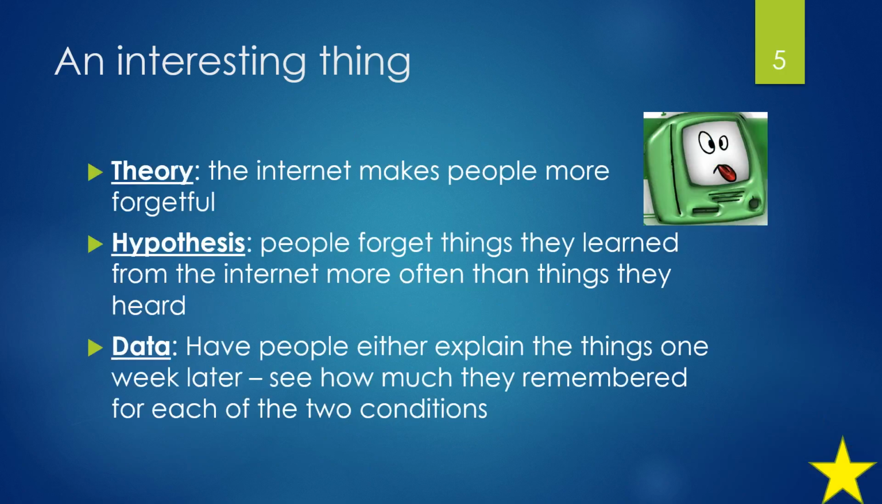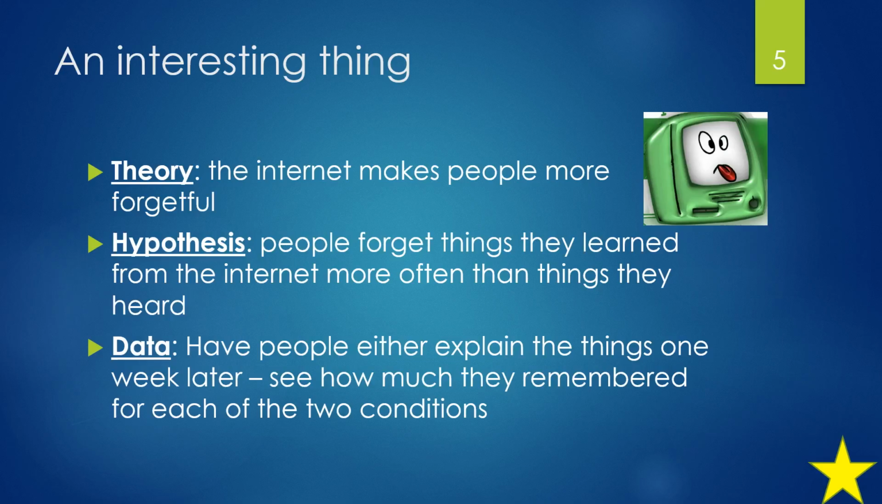Here are mine. First, the theory that the internet makes people more forgetful. A hypothesis to check that theory. People will forget things that they learned from the internet more often than they forget things that they heard. What data can we use to check that? Well, you can have people explain things they remembered from the internet versus things that they were told a week after they received that information. And so we would gather, on average, how often did people remember things for Googled information versus the told information.